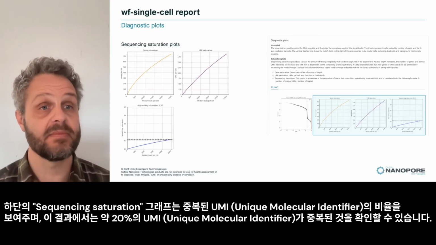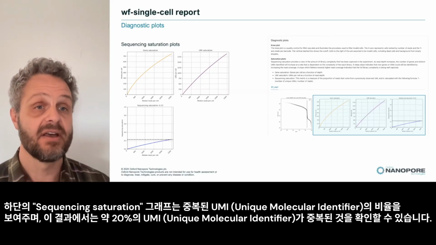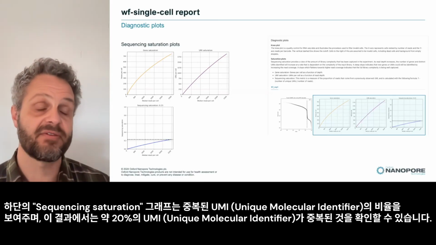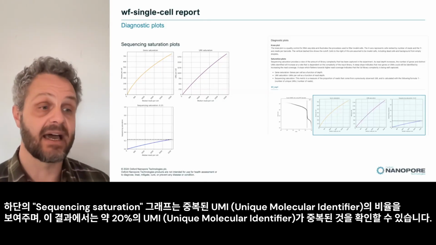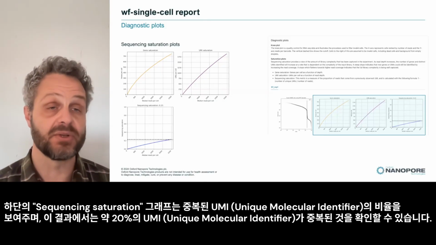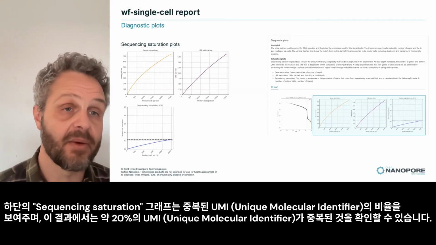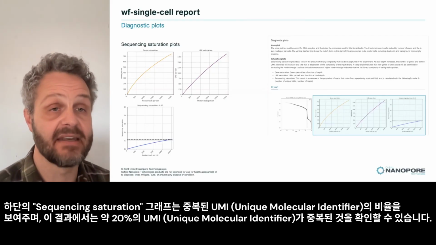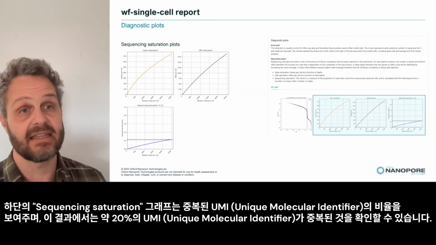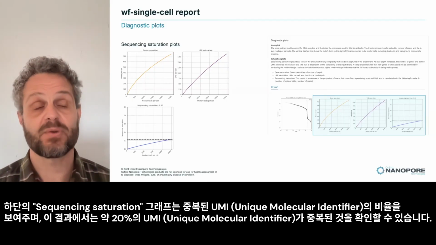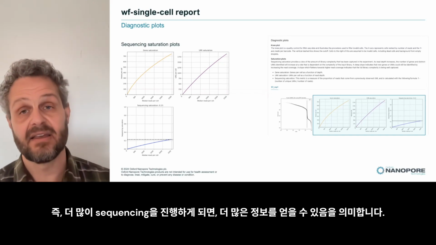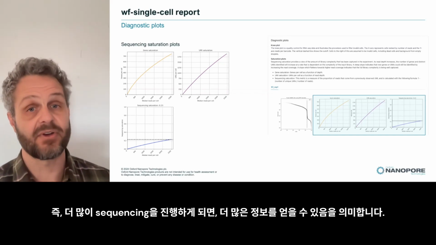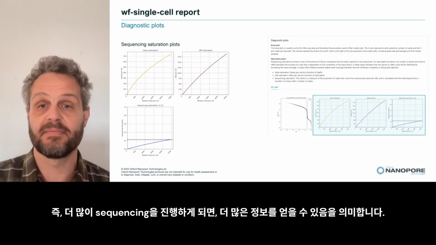The plot on the bottom is a sequencing saturation plot, and this just shows you the fraction of UMIs that are non-unique. In this case, 20% of the UMIs were found more than once. So this also indicates that by increasing the depth of coverage, more information could be gathered from this experiment.